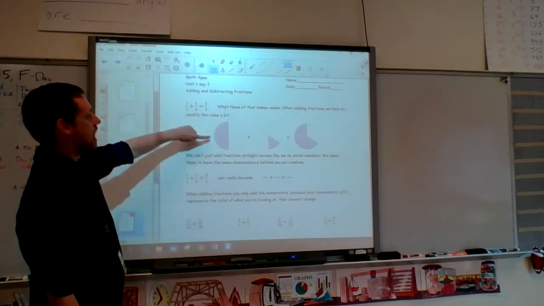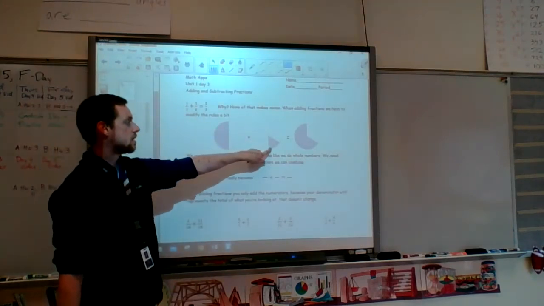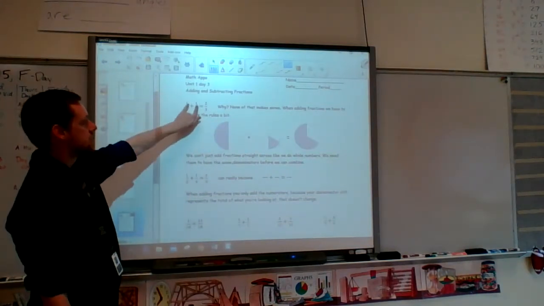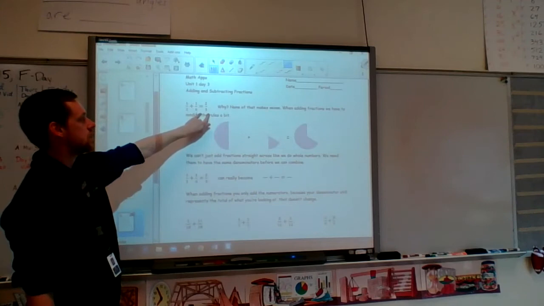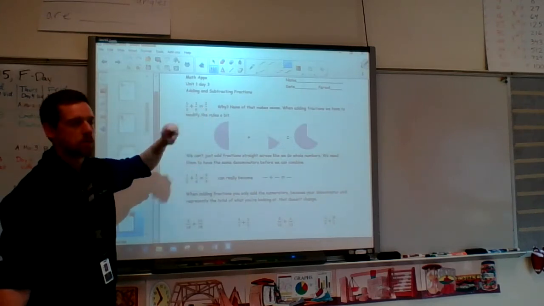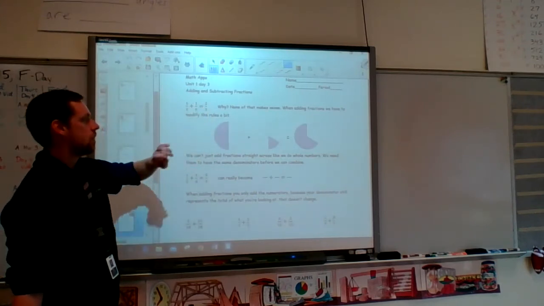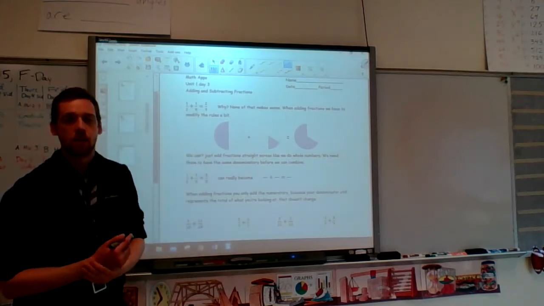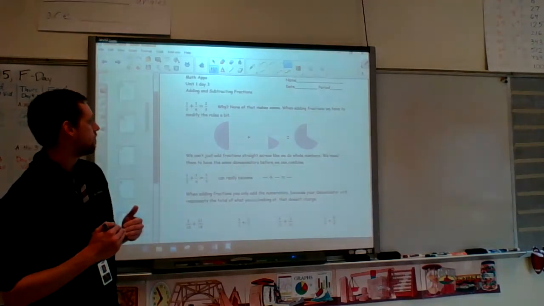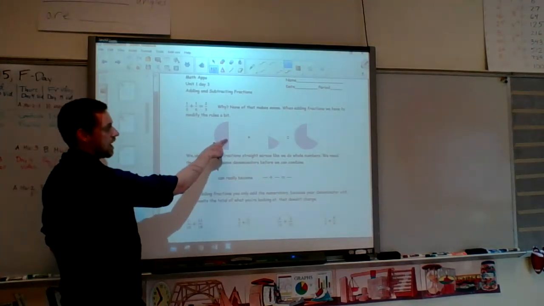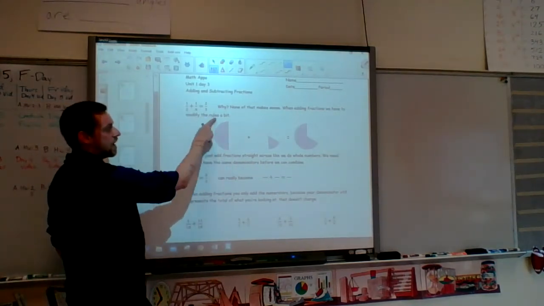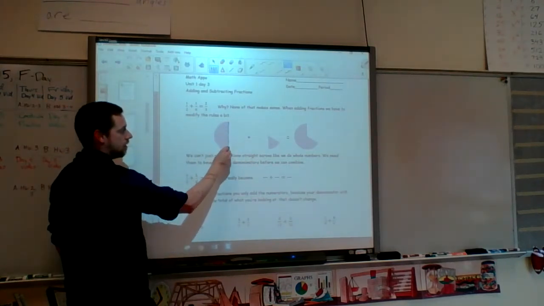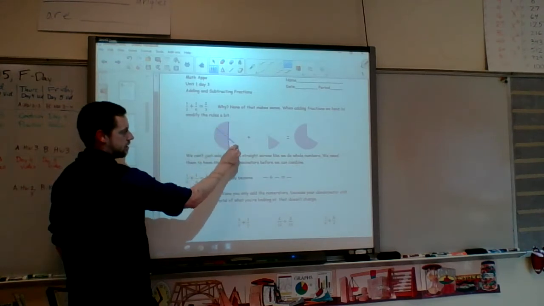Because if I add a half plus a sixth, I get 2/3. So adding fractions, it's not just add the tops, add the bottoms, because then I never end up getting 2/3. Okay? We need to split them up so they all have the same denominator before I can add them. Because this is 1/2, but if I want to add it to 1/6, I want to turn my half into sixths.